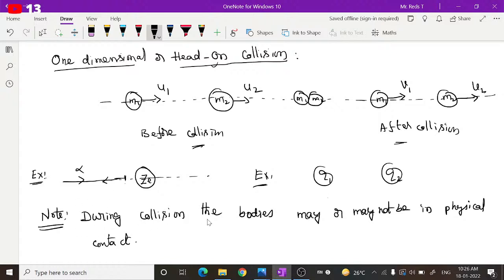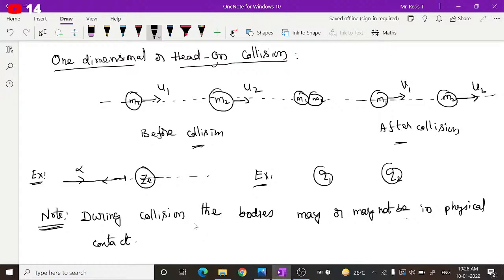So during a collision, the bodies may or may not be in physical contact. In a few of the competitive exams, some conceptual questions have been asked based on this point in previous years. So try to keep this point in mind. Note down and remember, during a collision, bodies may or may not be in physical contact. That means for a collision to happen, bodies need not always be in physical contact.